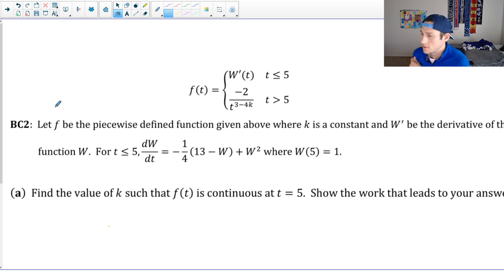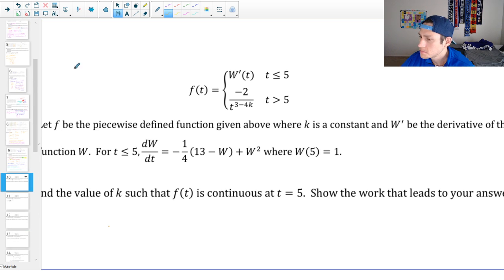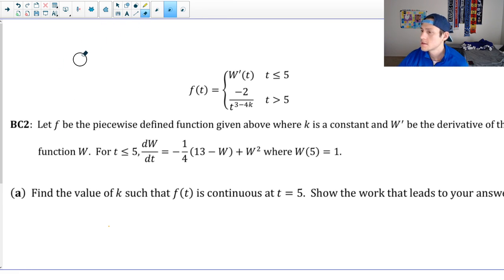We're going to go through, I think, probably just this question today, BC2. It has a lot of parts, so we'll probably just stick with this one. I don't know. We'll see how it goes.